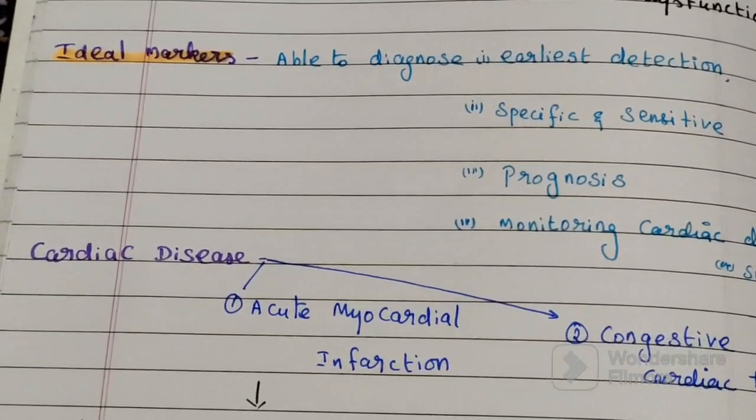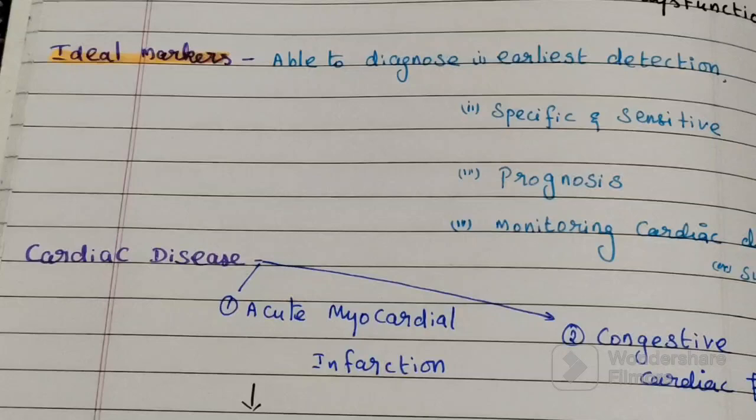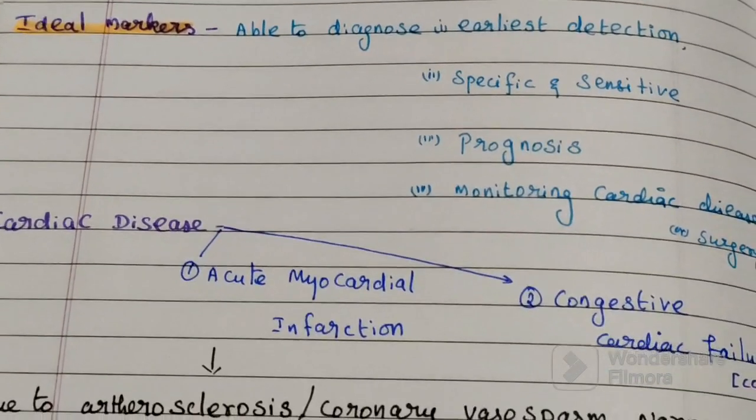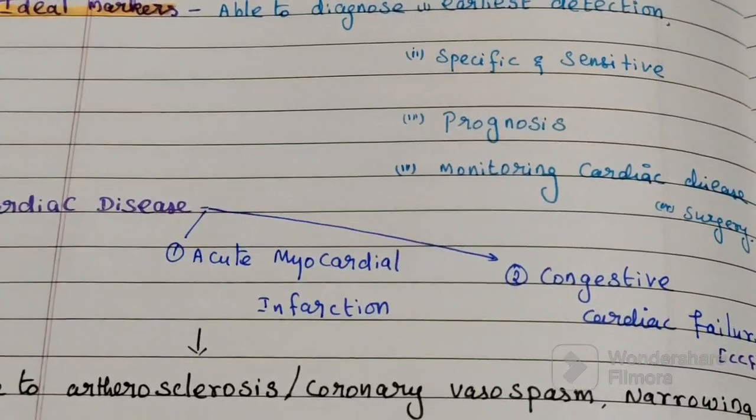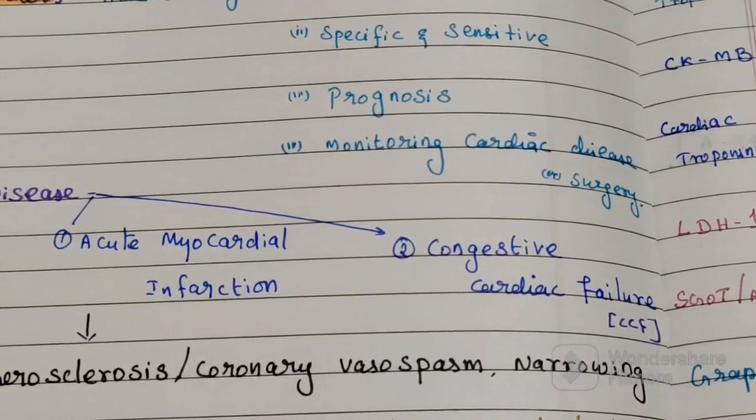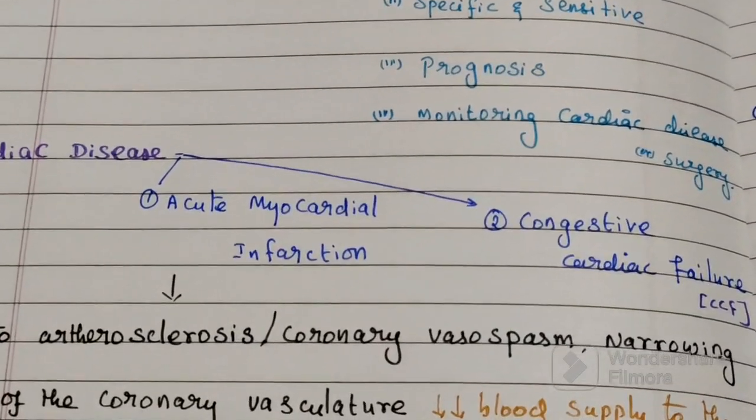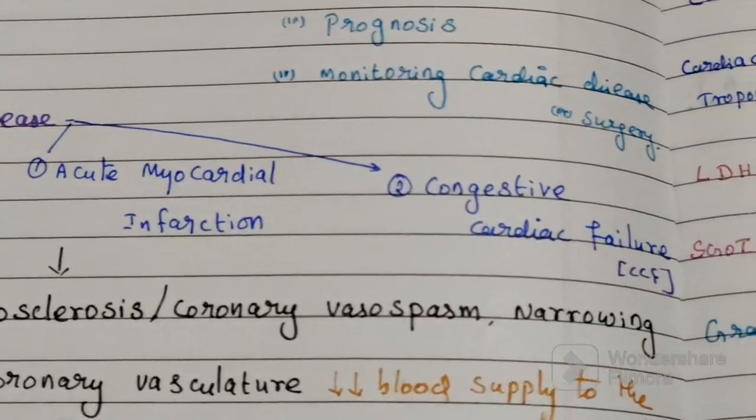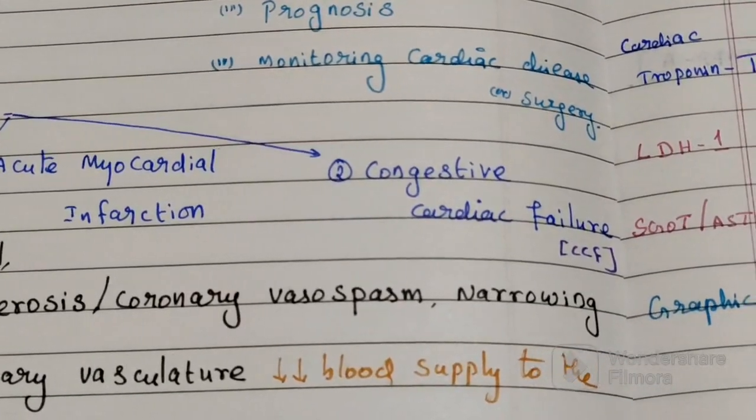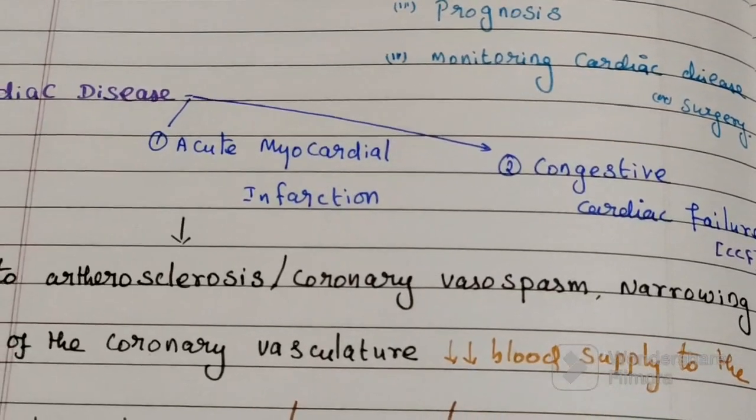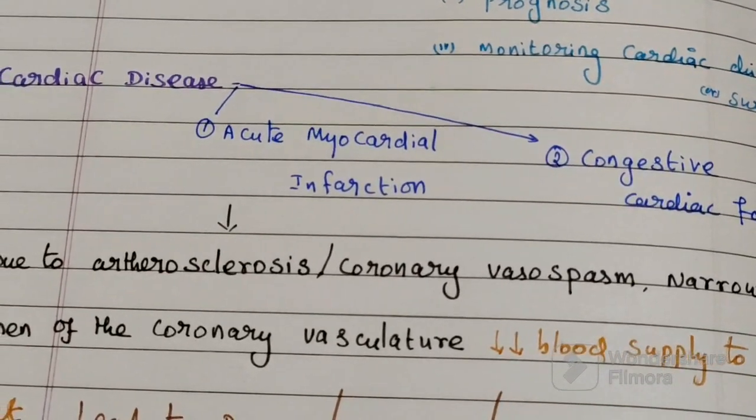The cardiac diseases which are diagnosed with the help of cardiac markers are acute myocardial infarction and congestive cardiac failure. What are the two diseases? Acute myocardial infarction and congestive cardiac failure. First, we want to look at acute myocardial infarction.